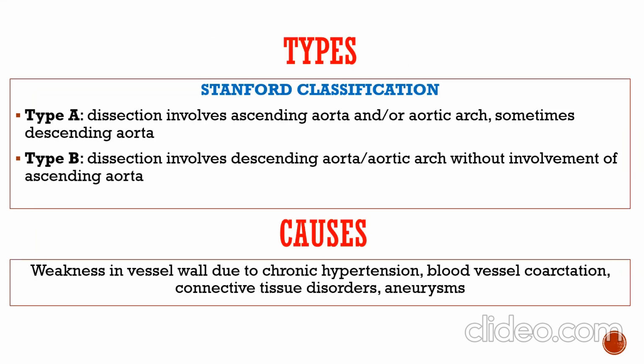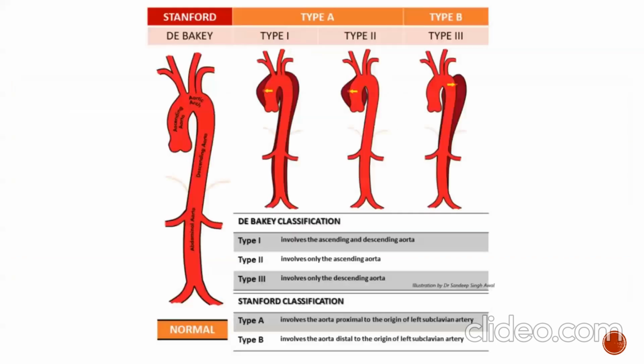Types based on the Stanford classification include type A and type B. Type A dissection involves the ascending aorta and/or aortic arch, sometimes the descending aorta. Type B Stanford classification is dissection involving the descending aorta and aortic arch without involvement of the ascending aorta. Causes are weakness in the vessel wall due to chronic hypertension, blood vessel coarctation, and connective tissue disorders.